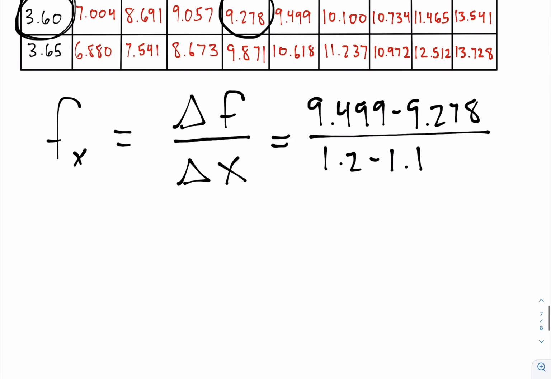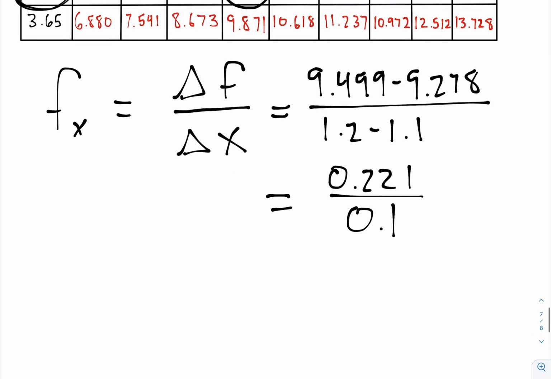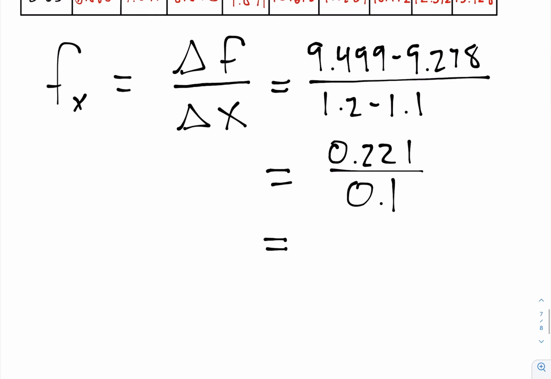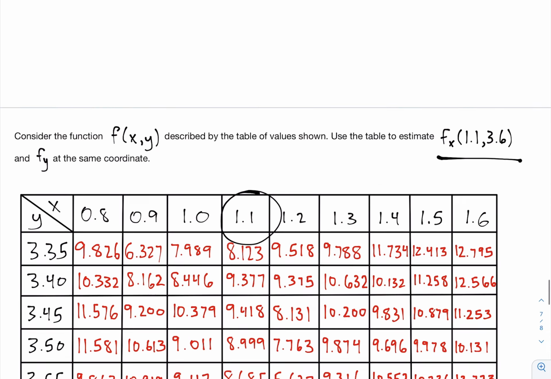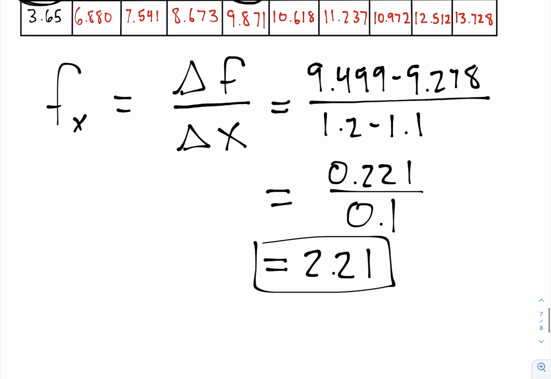Okay, so this is going to equal, I'll just get my calculator here. So 9.499 minus 9.278 is 0.221. And that's going to be divided by 0.1. So that's just like multiplying by 10. So that's 2.21. So this is the partial derivative of f with respect to x at the coordinate 1.1 and, what was it, 3.6.